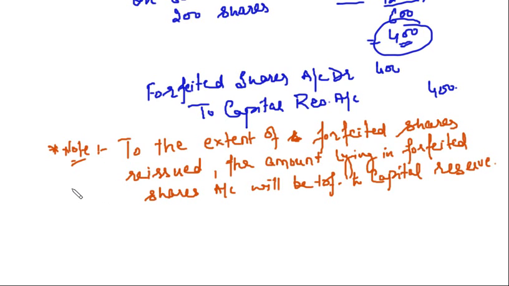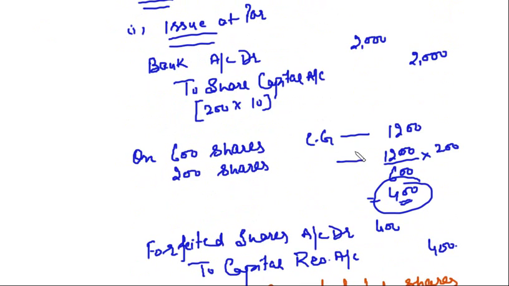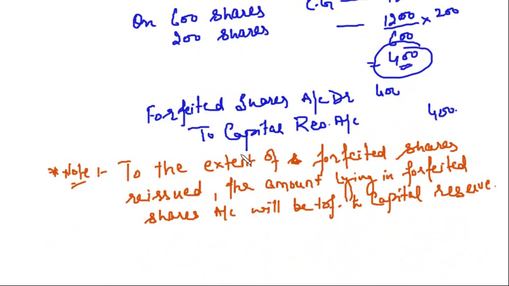So to the extent of forfeited shares reissued, here 200 shares have been reissued. So we cannot say that the amount calculated on 600 shares is our capital gain. Our gain is only to the extent of shares that have been reissued, that is 200 shares. So if on 600 shares my capital gain is 1200, then on 200 shares the amount in the forfeited shares account is 400. So this 400 is treated as capital gain and is transferred to capital reserve account. Clear? So this is case 1, issue at par.